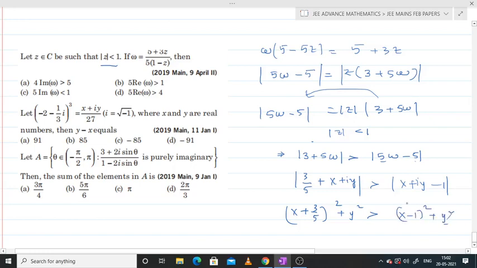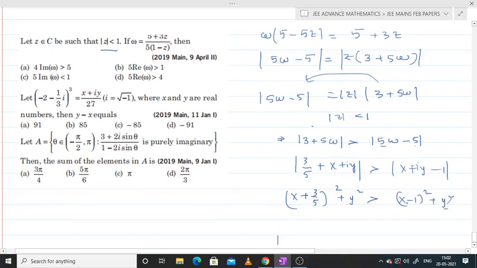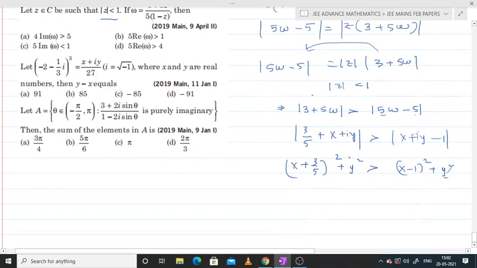I may cancel the y squares on either side. I will be getting a real part. So what would be the answer? x square and x square also get cancelled when you expand. So 2 times 3 by 5 x plus 9 by 25 is greater than here minus 2x plus 1. So let me take the minus 2x to the other side, so you may get 10 times and 16.